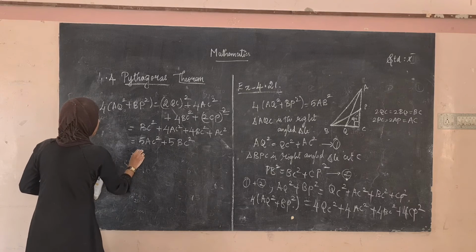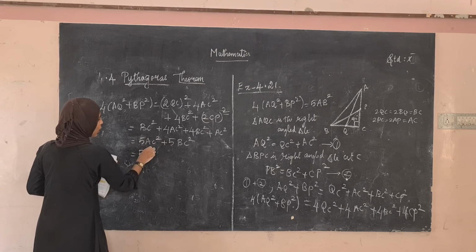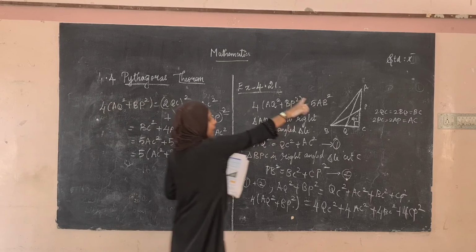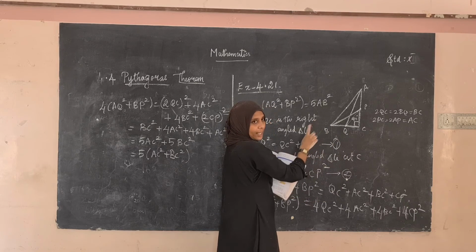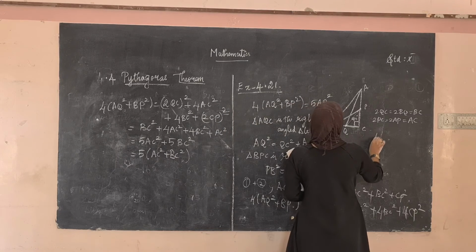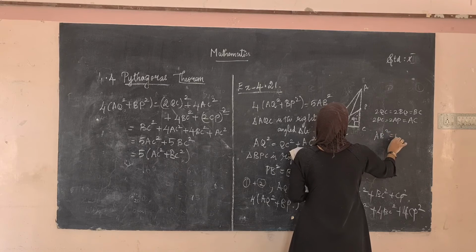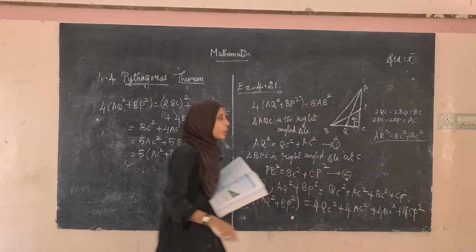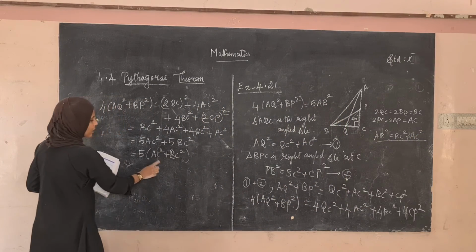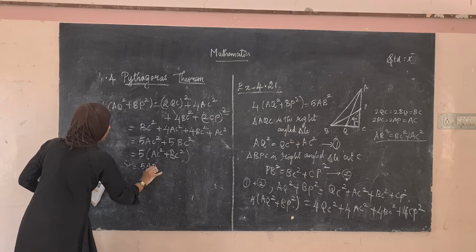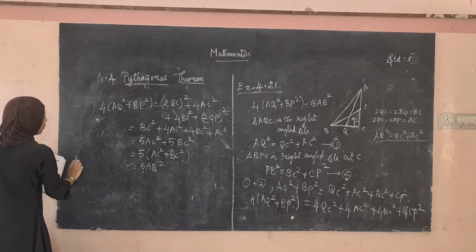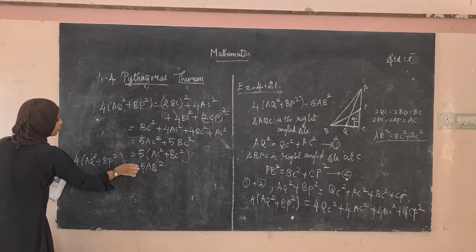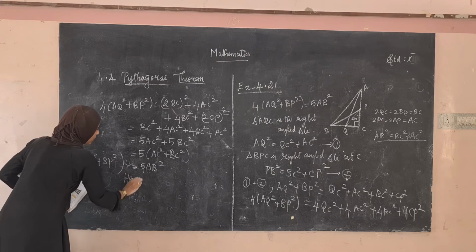So take 5 common, then AC squared plus BC squared. ABC is the right angle triangle. Then what do we know? AB square is equal to BC squared plus AC squared. This is by Pythagoras theorem. Then instead of BC squared plus AC squared we can write 5 into AB squared. So in the left hand side we have 4 into (AQ squared plus BP squared). This is what we had to prove, hence proved.